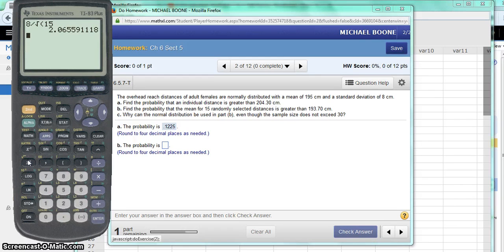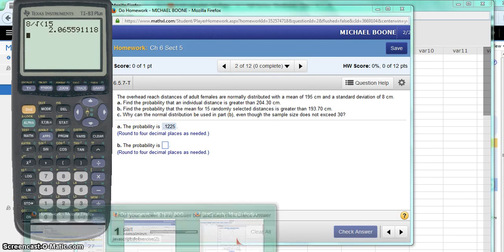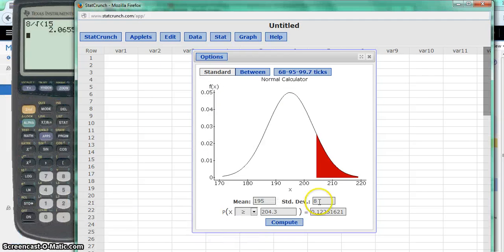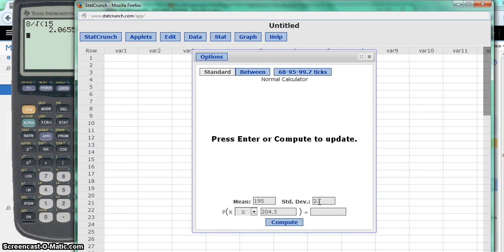So this is what we're going to put in for our standard deviation this next time, because we're dealing with 15 people. So 2.06559, 2.06, and that'll be close enough. And the idea is that the more people that you sample, it should be closer to the mean. It's the central limit theorem.